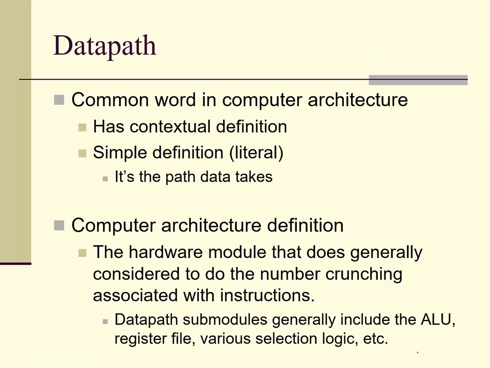The data path. Once again, it has contextual definitions. It's a common word in computer architecture. The simple definition is just the path the data takes. But in the computer definition here, it's considered the part of the architecture that does the number crunching. Some of the data path modules are the ALU, the register file, and the muxes that you've seen in the diagram that handle the selection of operands to the ALU, etc.